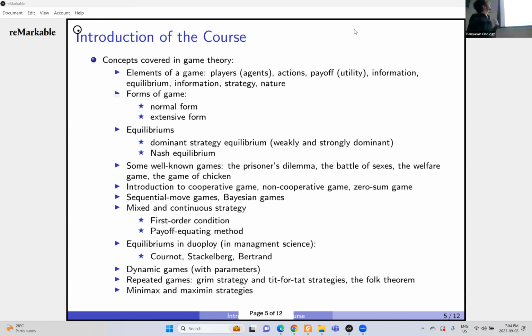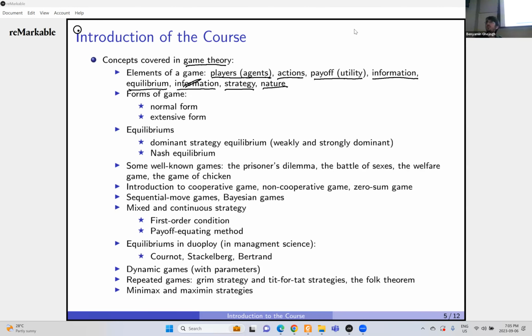Then we will move on to game theory. So elements of a game, we'll cover it, such as players or agents, actions, payoff or utility, information, equilibrium, I said information twice, sorry. Strategy and nature.